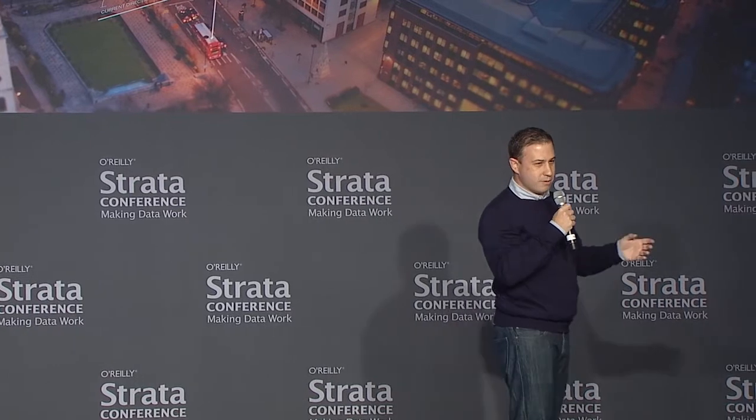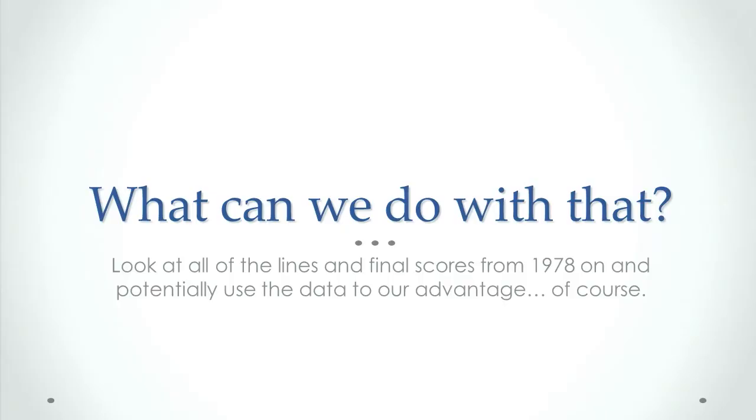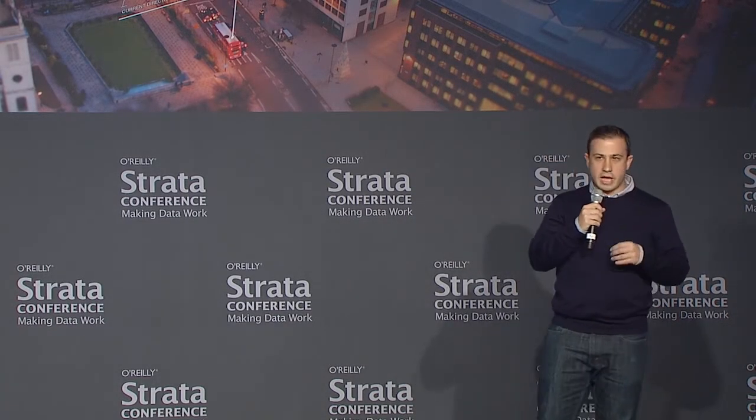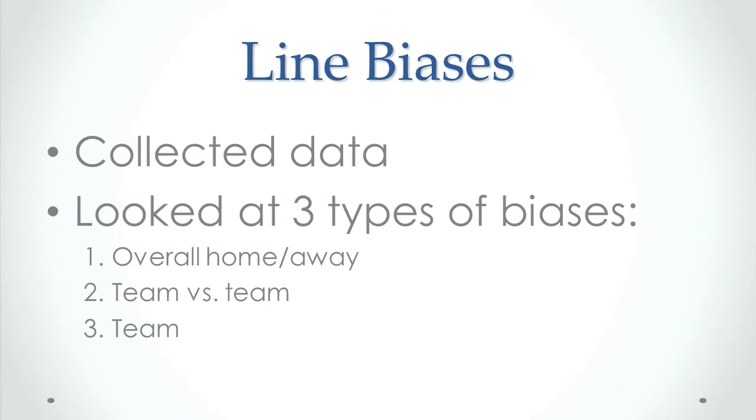Well, I found some guy on the internet. I don't know why he was religiously keeping track of all this, but he had spreadsheets, hundreds of spreadsheets of data on all of this. He had all of the lines from 1978 on for the NFL, as well as all the results. So I threw that into a database, and I looked at a few different types of biases: home and away, team versus team, and then just overall team biases. Very, very high level analysis of it, and nothing too detailed. I was looking at moving averages, but let's take a real life example.